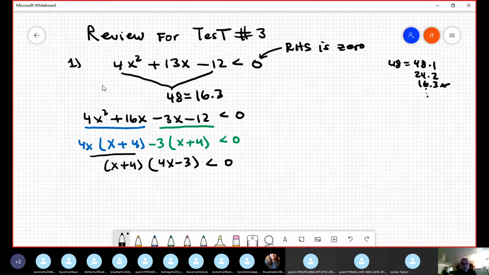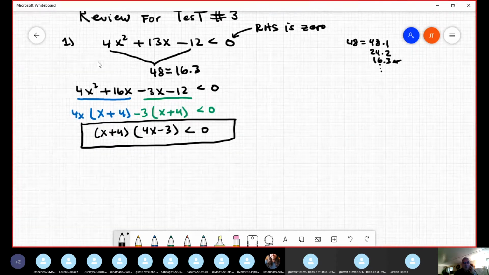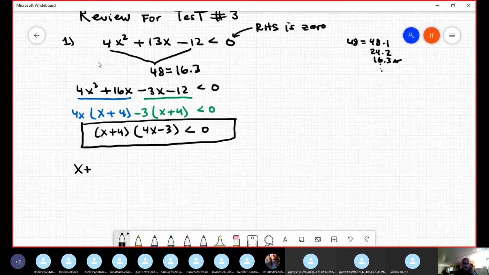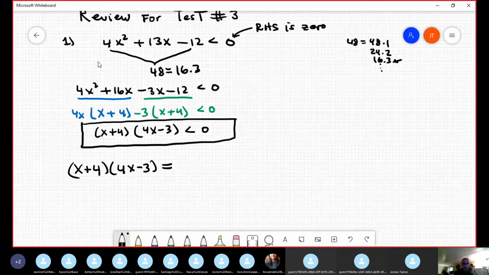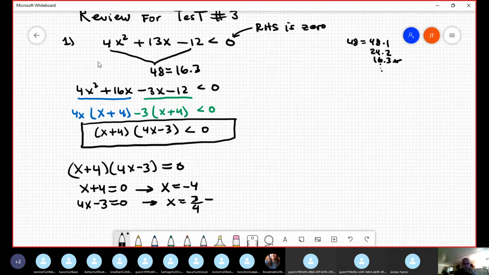I need to focus my attention. Remember, after that, critical value. Critical value, you immediately convert this to an equation. Temporary equal sign. And you isolate: x plus 4 is 0, then x is minus 4. And 4x minus 3 equal to 0, x is equal to 3 over 4, which in decimal is 0.75. I put it in decimal to see it much better on the number line.